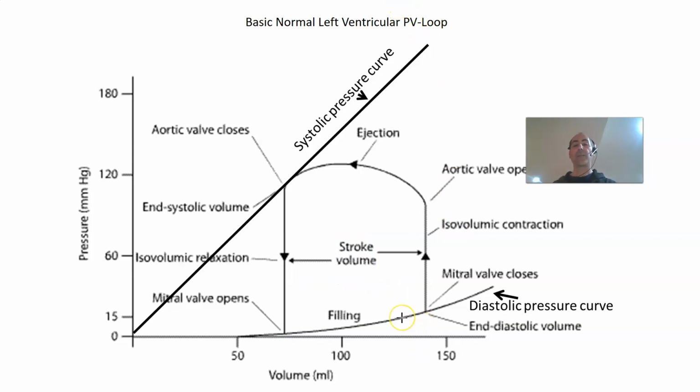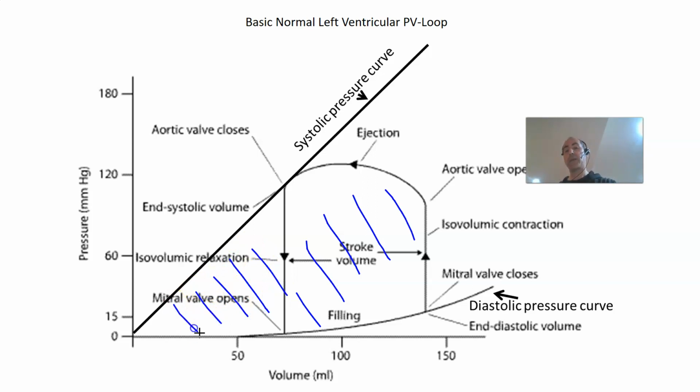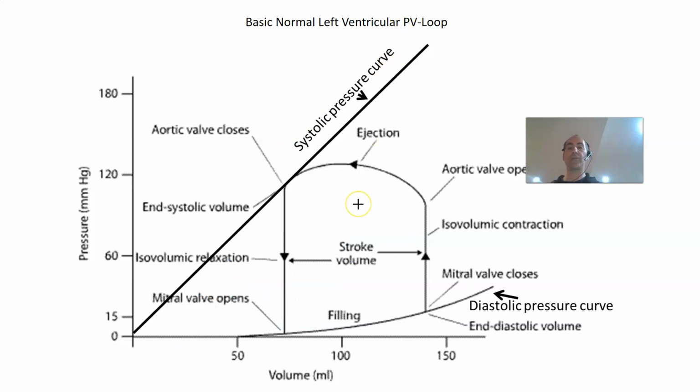In addition, we also have the area under this curve, and that represents something called stroke work. So we can calculate the amount of work done by the left chamber of the heart. If we extend this further, then we can calculate the total oxygen consumption for the left ventricle per beat. Okay, let's move on to an example.